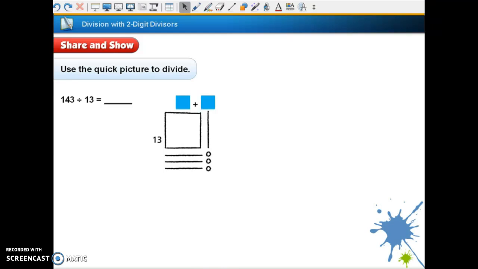So now if we look at this quick draw of 143 divided by 13, they've made rows of 13. So I have 10 of them here. And how many more did they add? 1. So 143 divided by 13 is 11.